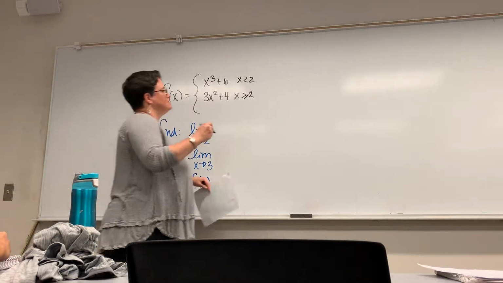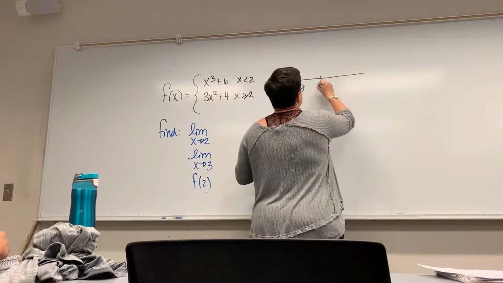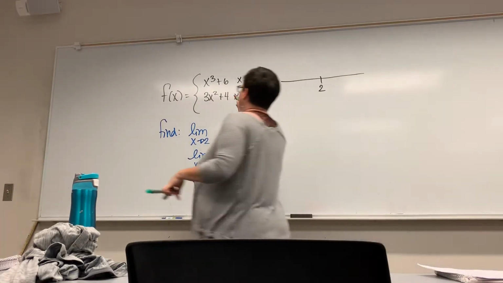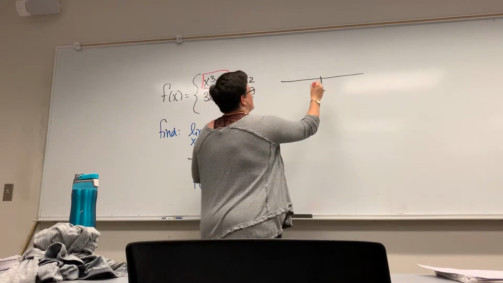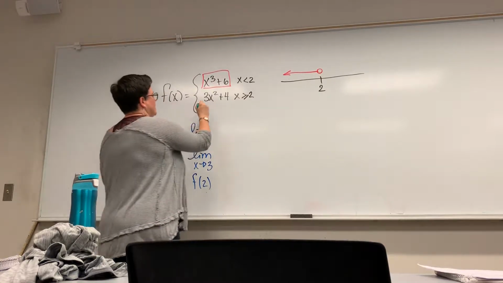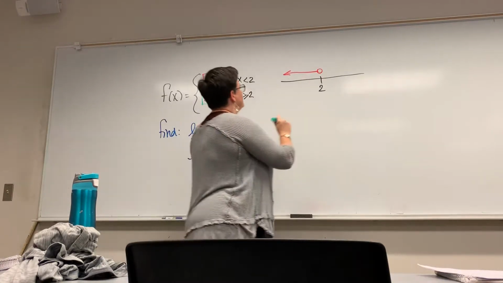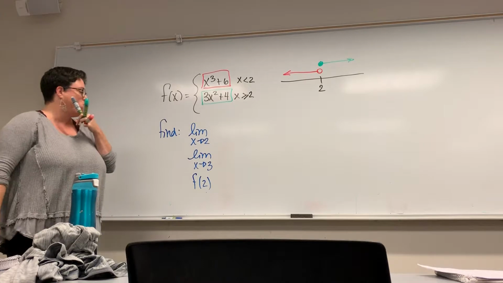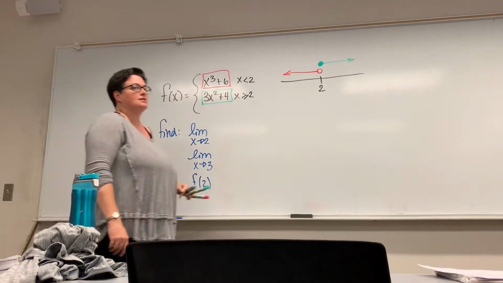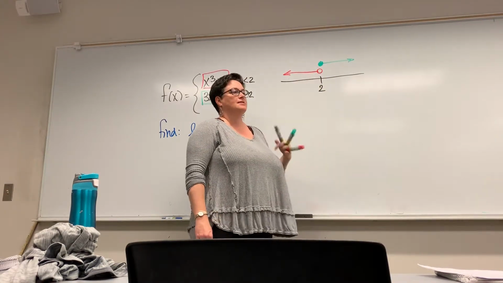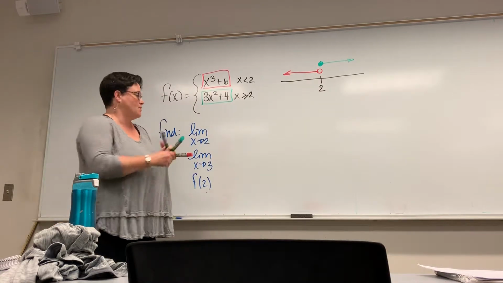So, just for giggles, I'm going to draw the little number line here with 2. That's where the action's happening. I'm going to make one of these my red equation, so that's for all x less than, not including, 2. And I'm going to make one of these my green equation, so that's for all x greater than, including, 2. So filled in circle. Now, to check the limit as x approaches 2, where do the cars go? One goes here on the green one, that's the right hand side, and one goes here on the red one, that's the left hand side. So we have to test them both.